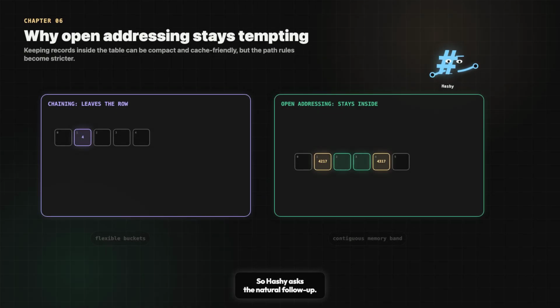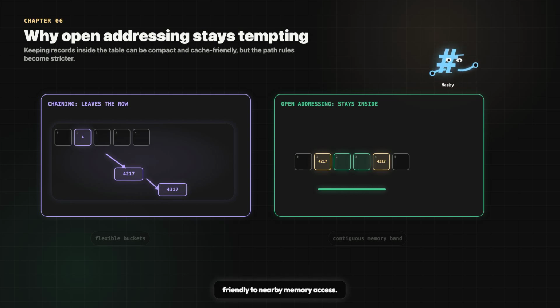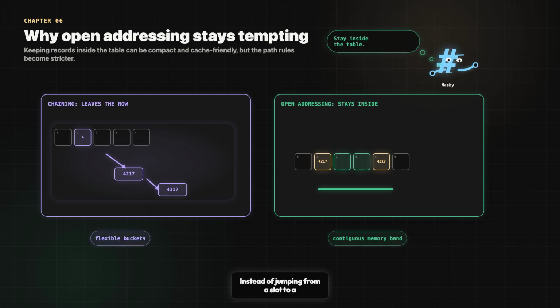So Hashy asks the natural follow-up. The chaining is so comfortable. Why not always use it? Because open addressing keeps every record inside the table itself. The array is the storage area that can be compact and it can be friendly to nearby memory access. Instead of jumping from a slot to a side structure, search can inspect cells in the same row.